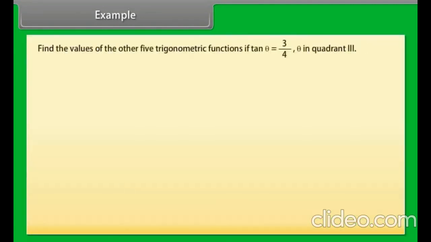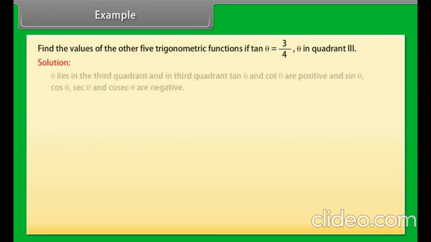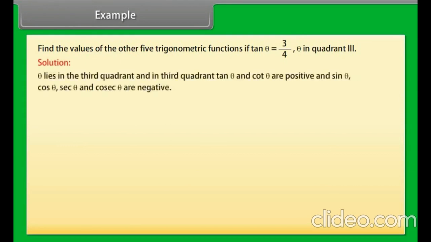Example. Find the values of the other 5 trigonometric functions if tan θ = 3/4, θ in quadrant 3. Solution. θ lies in the third quadrant, and in the third quadrant, tan θ and cot θ are positive, and sin θ, cos θ, sec θ and cosec θ are negative. Tan θ = 3/4.